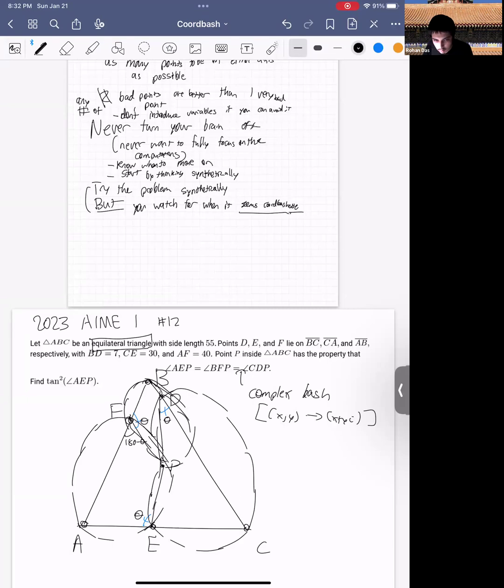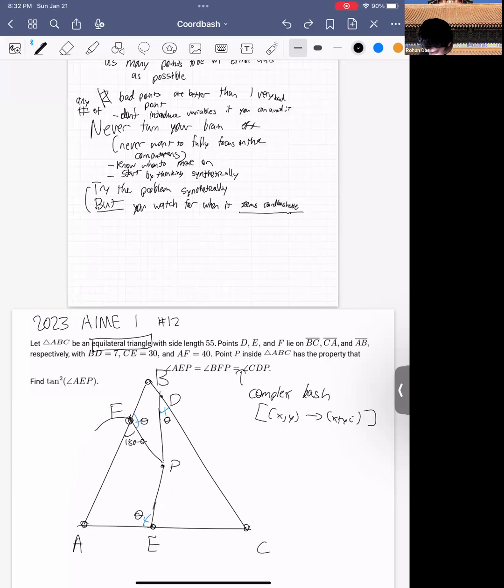CDPE is cyclic. I'm going to erase these because these are neither good circles, and they also obstruct the diagram. And we want to find the tangent squared of this angle. And that's also the same as finding the tangent squared of 180 minus the angle. It doesn't really matter too much which we do. But the main point is that if we think about what the tangent means in coordinates, that is the square of the slope of PE, if we set this to be the x-axis.